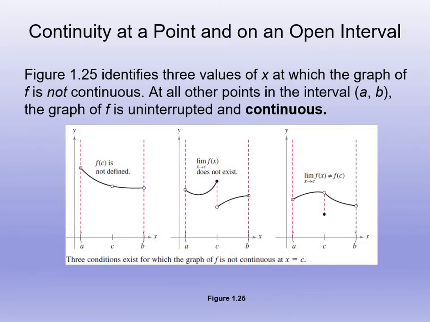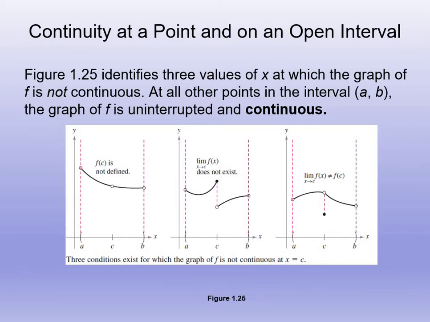If we look at the very first graph on the far left-hand side, we can see that f of c is not defined, right? There's a hole in the graph there. So it's continuous from A to C and from C to B, but not at C because there's a hole in the graph. Okay, it's broken, so the function is not continuous at c.